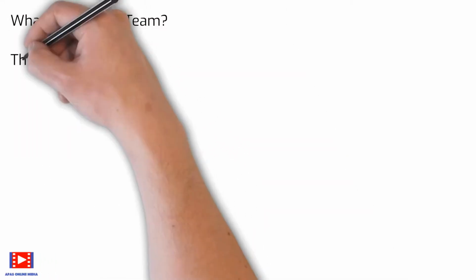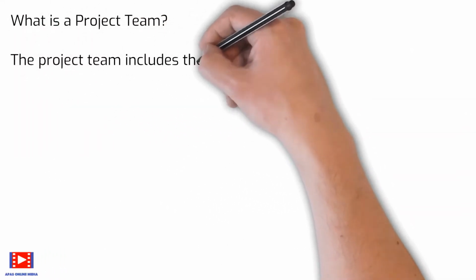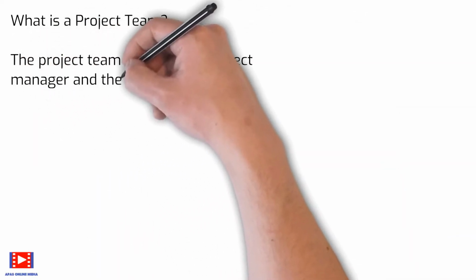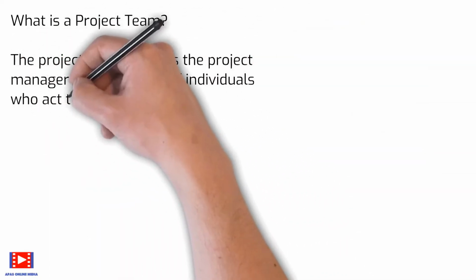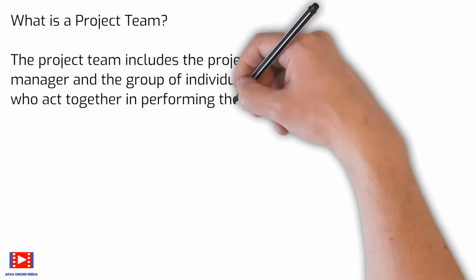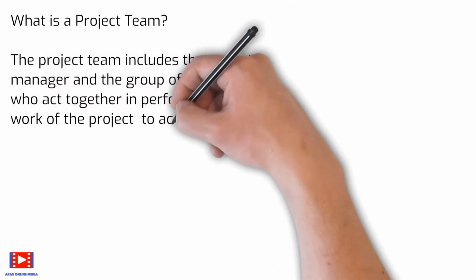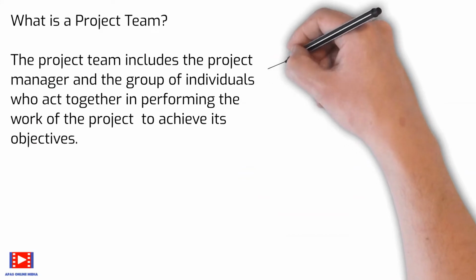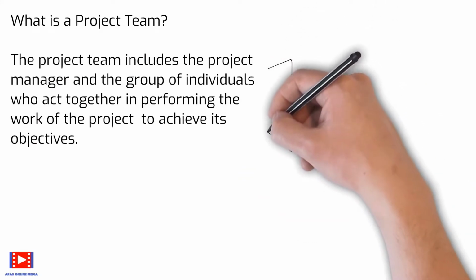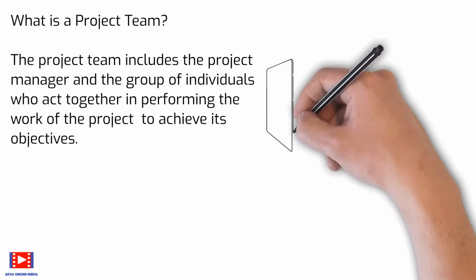What is a project team? The project team includes the project manager and the group of individuals who act together in performing the work of the project to achieve its objectives.